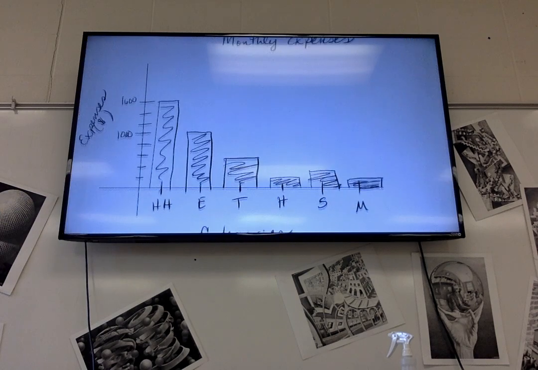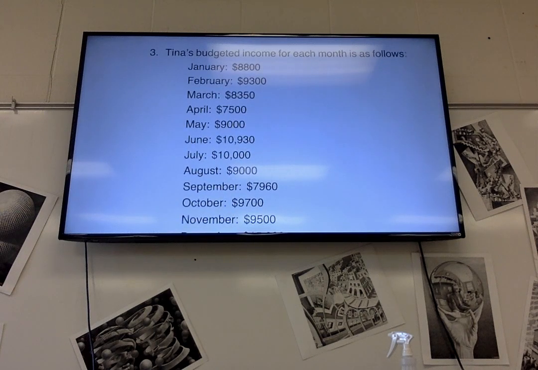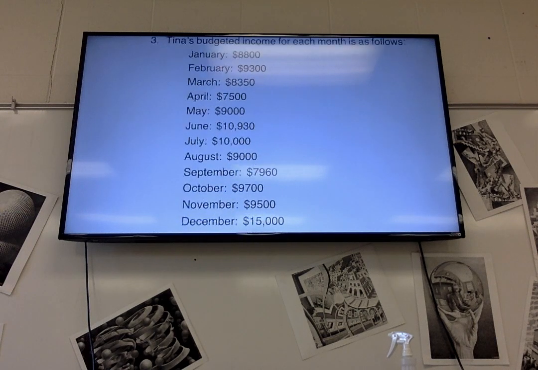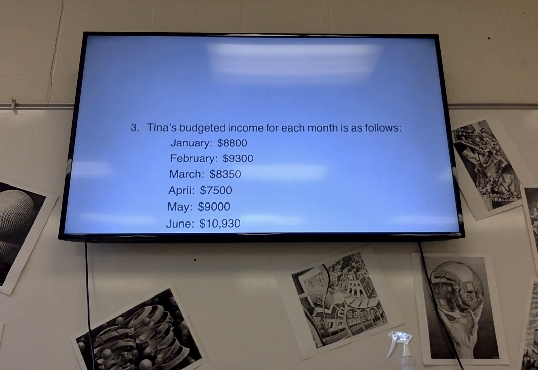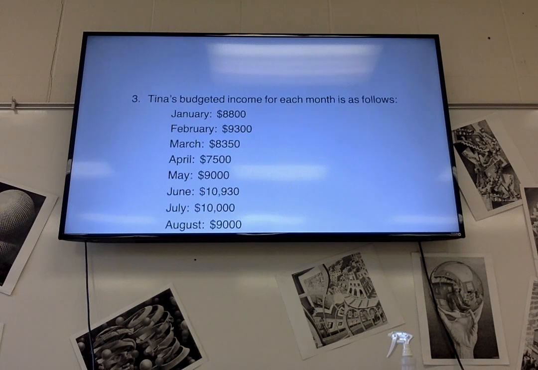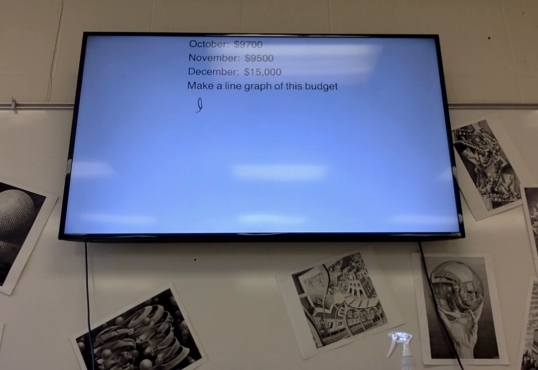Okay, just keeping with the time here. Okay, so Tina's budgeted income is as follows. Make a line graph. Okay, so budgeted income. I'm going to label this income.